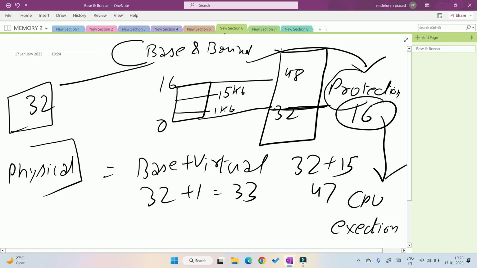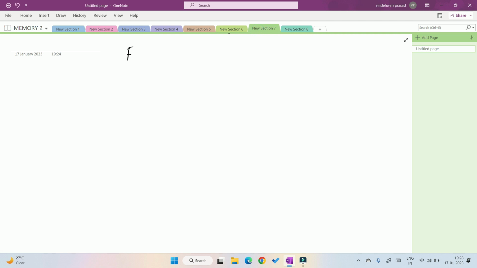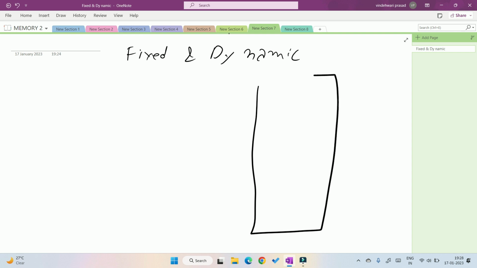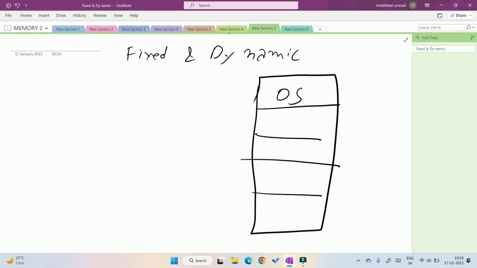So how does this mapping happen? There are basically lots of methods. We will discuss two methods: one is fixed, the other is dynamic. In the fixed method, what will happen? This is the physical memory. The OS initially divides this memory into fixed sizes. Suppose this is a fixed size; these are 6 MB blocks.